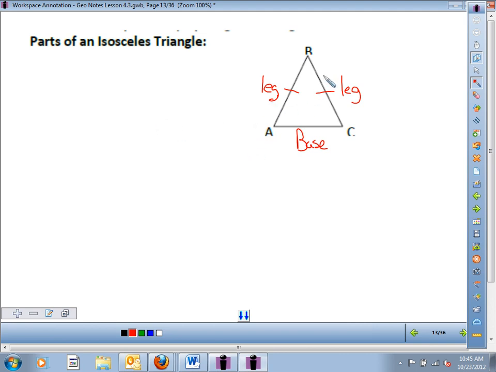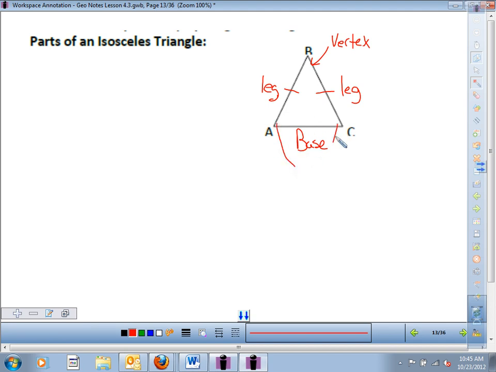Now we call this the vertex of the triangle. That would be a vertex. I know there's three vertices here. These are all vertices of the triangle. But this is the vertex of the isosceles triangle, meaning the highest point here. These two angles down here are on the base. So here's a surprise right here. We're going to call those the base angles.